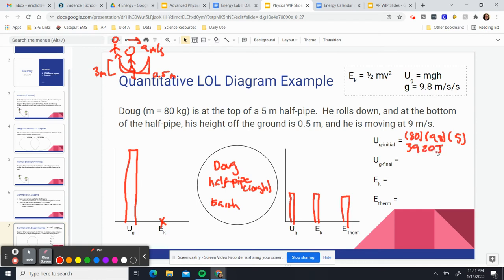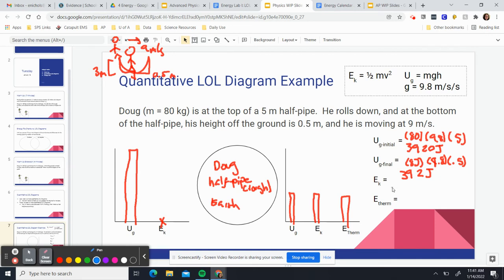However, when he's at the bottom of the half pipe, he only has 0.5 meters of height, so that's going to be 80 times 9.8 times 0.5, so 1/10 of what we had before. So that's going to be 392 joules. So 1/10 of what it was before.